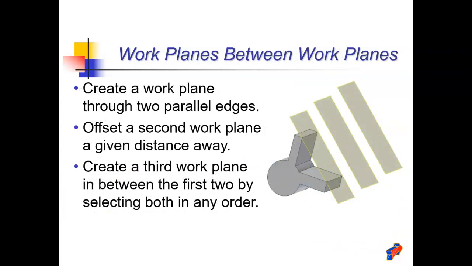You can place work planes between work planes. This is very helpful for creating symmetrical objects, things that you want to be exactly as they are on one side, on the other side of a specified distance. In order to do this, you create a work plane through 2 parallel edges. You offset a second work plane a given distance away, and then create a third work plane in between the first two by selecting both in any order.